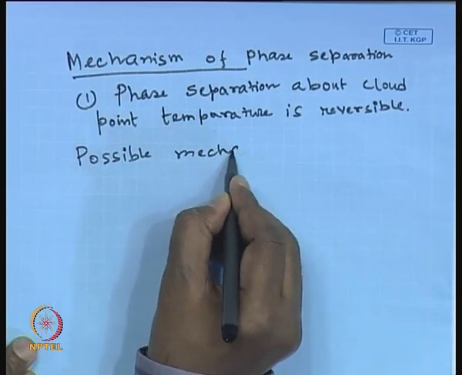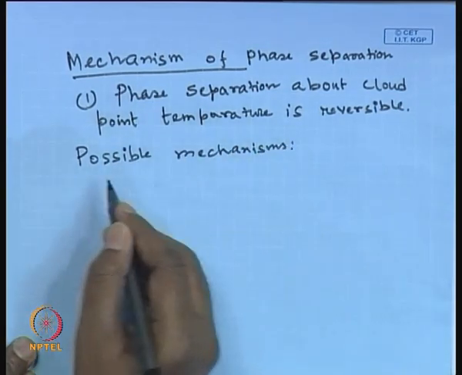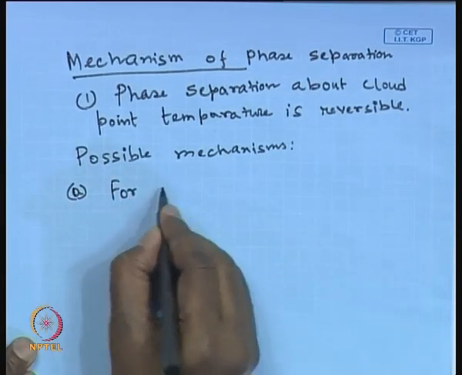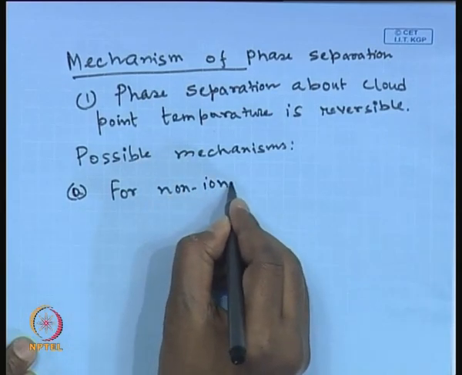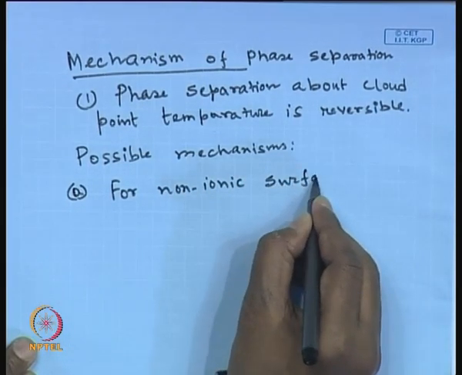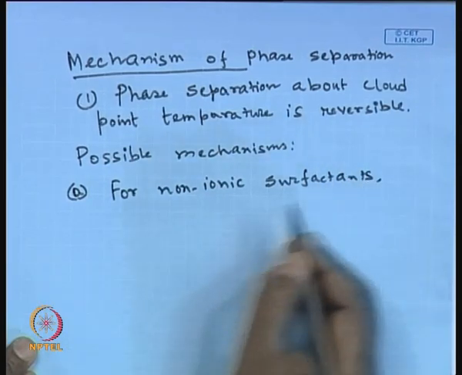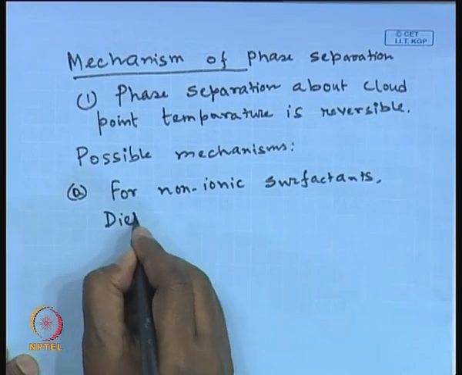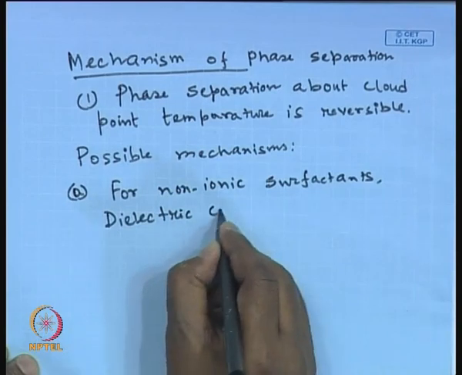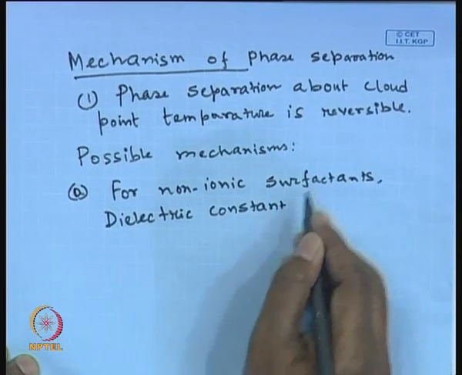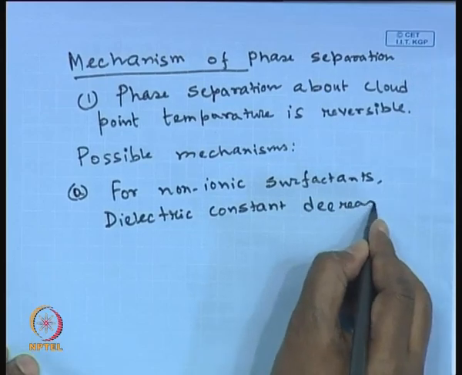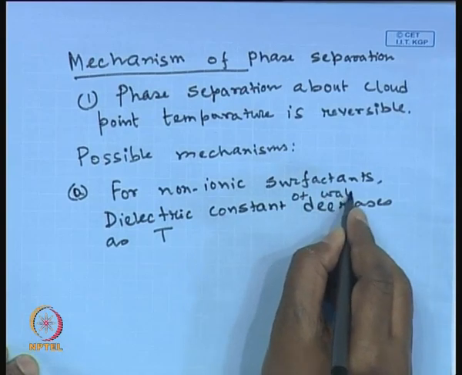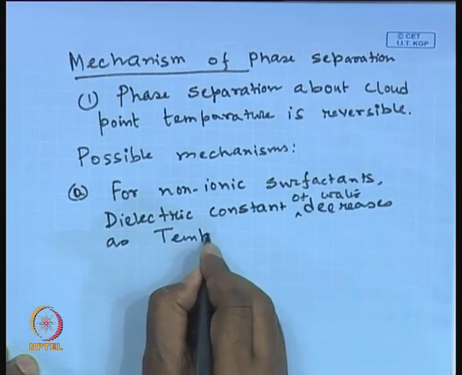And the possible mechanisms are: number 1, for non-ionic surfactants, the dielectric constant of water decreases as temperature increases. Okay. The dielectric constant of water decreases as temperature increases.